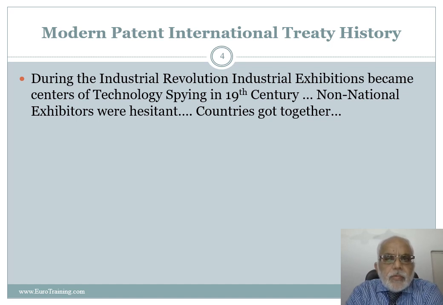Then during the Industrial Revolution, exhibitions were held in places like Vienna, London, and Paris, where the various companies and inventors would bring their new products and services for sale and for demonstration. And these exhibitions became fertile grounds for spying in the 19th century. Therefore, non-national exhibitors became hesitant.